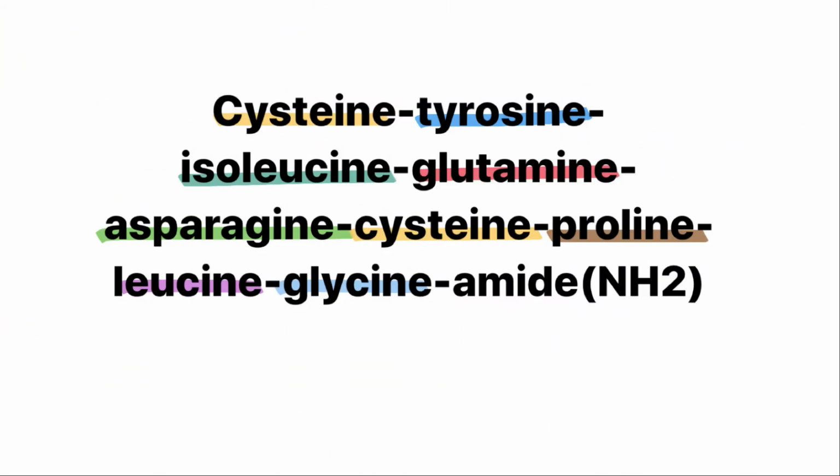The protein is made up of 9 amino acids in the sequence cysteine, tyrosine, isoleucine, glutamine, asparagine, cysteine, proline, leucine, lysine, and amide. And here is the structure of the protein.